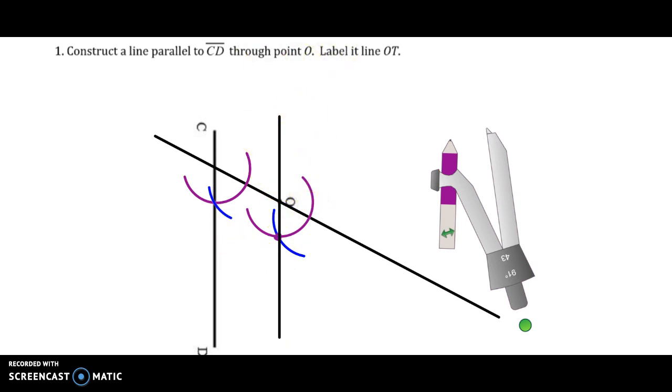It's said to label the line OT. So we already have a point O, so I'm going to label this point T. And again, these are parallel, so I can put the little parallel markings on there. And that is it for practice example number 1.